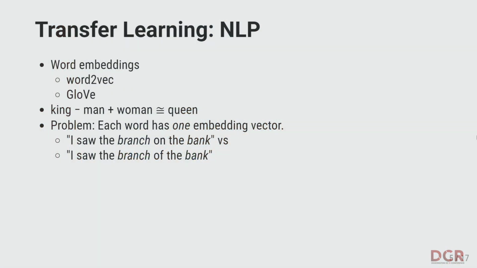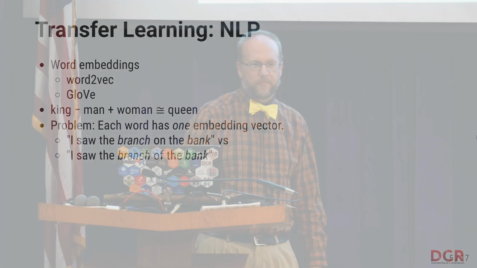The problem with that is each word has one embedding. So if you have these two sentences, "I saw the branch on the bank" versus "I saw the branch of the bank," every word in those, except "on" and "of," will have exactly the same embedding. But branch in the first sentence means a stick, and bank in the first sentence means the edge of a river, whereas branch in the second sentence is a subset of a bank, which is a building.